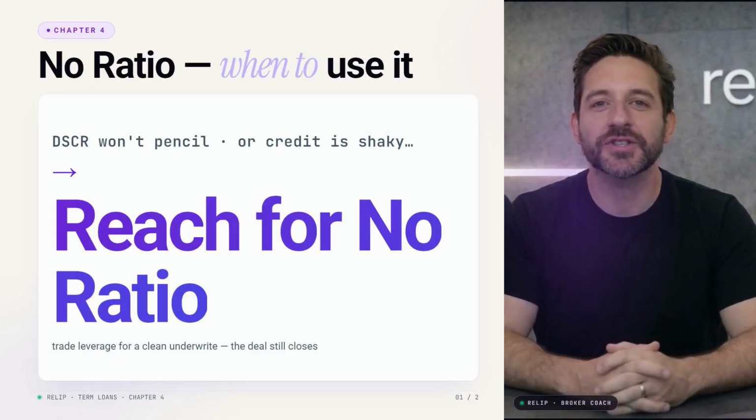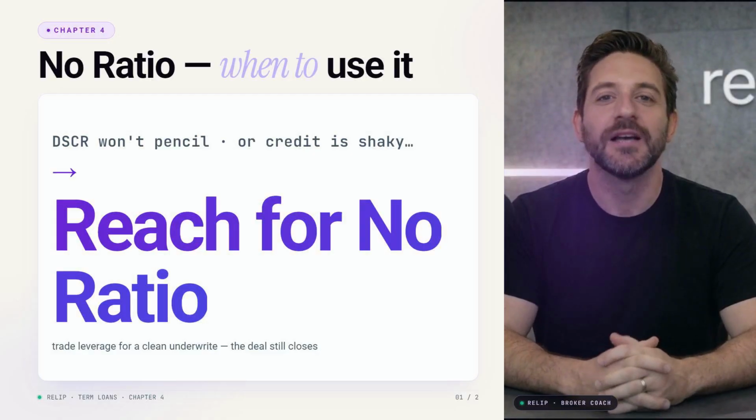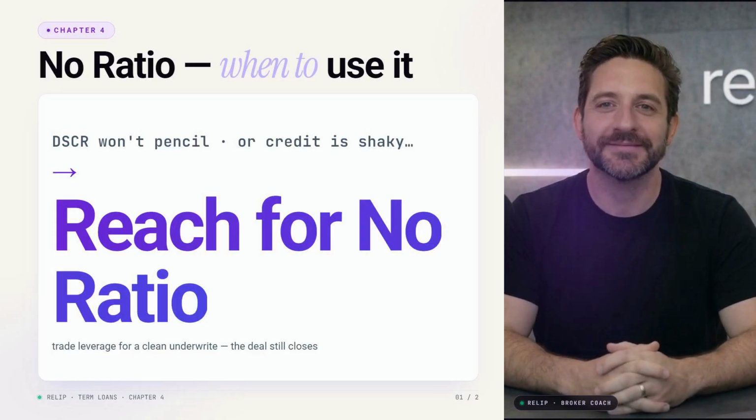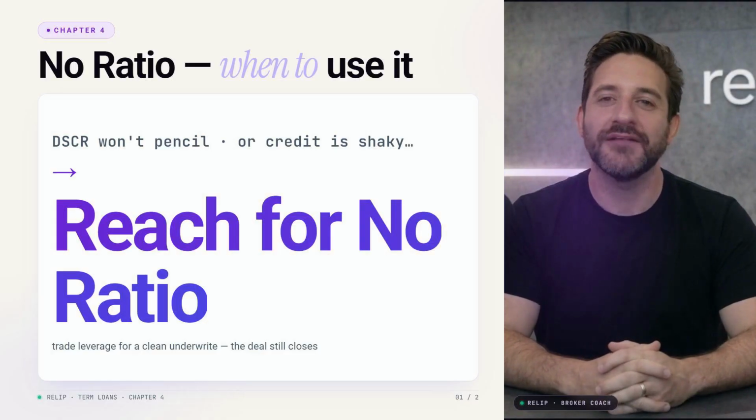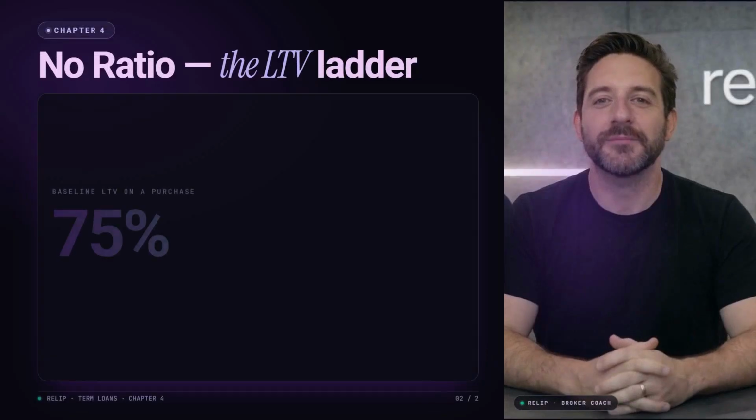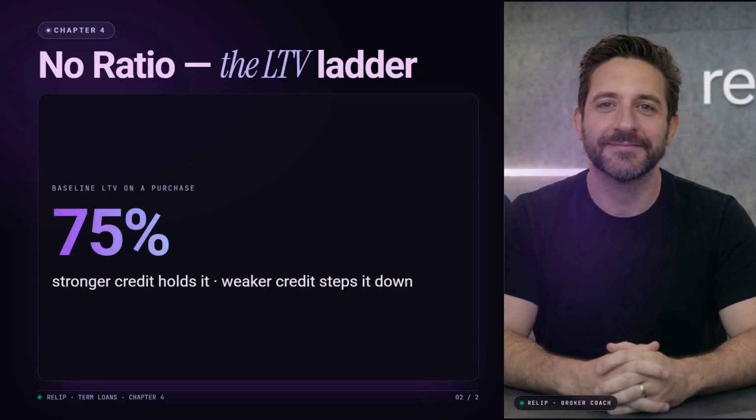Third, the rent picture is messy. No lease yet, appraiser keeps changing the rent estimate, that kind of thing. No ratio takes rent out of the equation, so you don't have a moving target at underwriting. The trade-off for skipping the rent test is a tighter LTV. Baseline is 75% on a purchase.